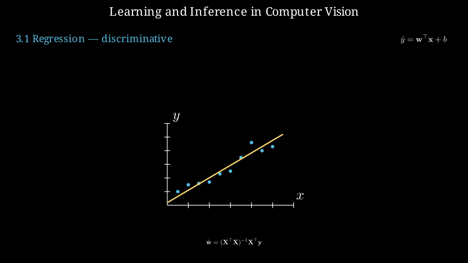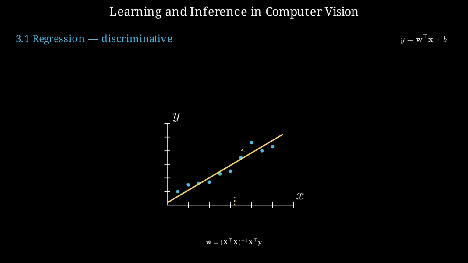When features are high-dimensional, ridge regression adds a penalty lambda times the norm of W to prevent overfitting. This is the same as a Gaussian prior in a Bayesian linear model, foreshadowing our generative view. Nonlinear discriminative regression uses kernel methods or neural networks. The function class grows richer, but the principle remains: model Y as a direct function of X without specifying P of X. At test time, a new feature X star maps to a point prediction Y hat on the line.